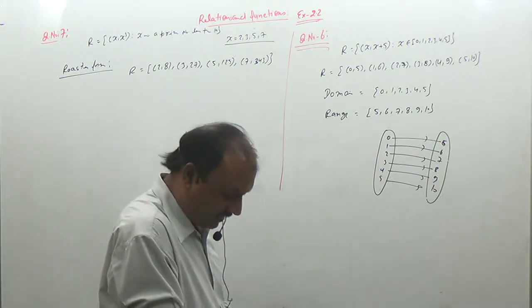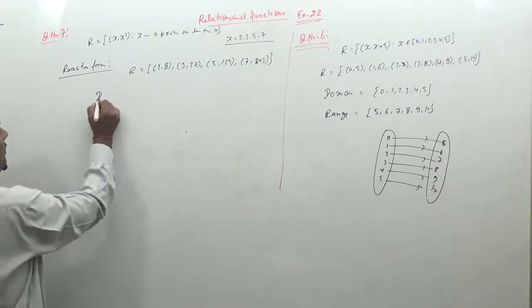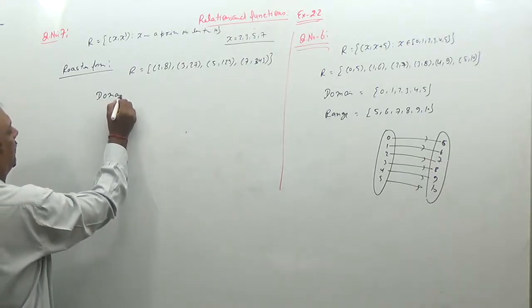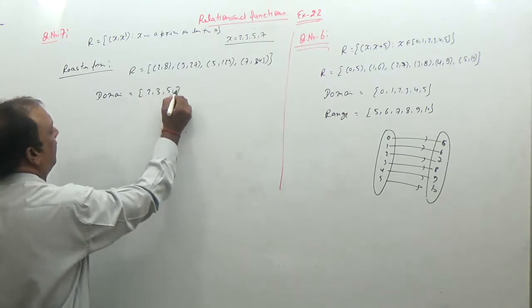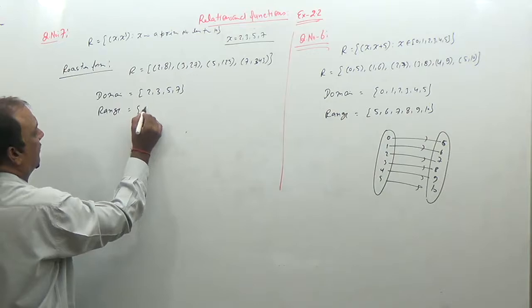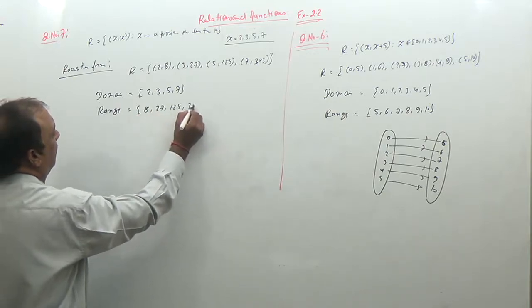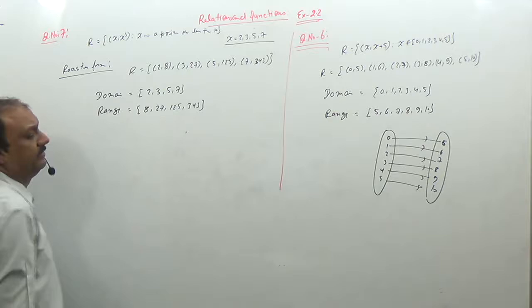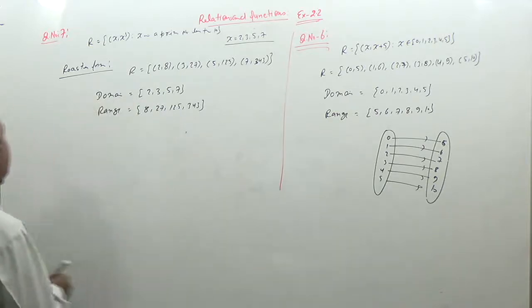The question only asks to find out the roster form, but we can proceed as its domain. Domain is the set of 2, 3, 5 and 7. And range is the set of 8, 27, 125 and 343. This is the question 7.